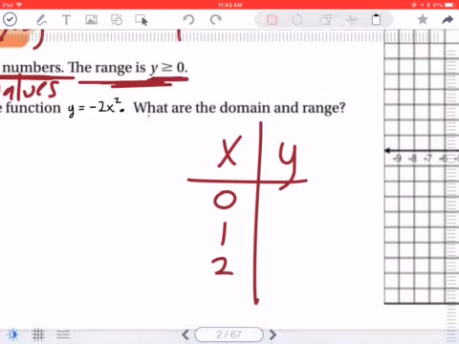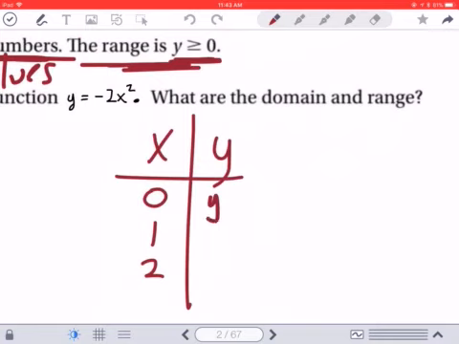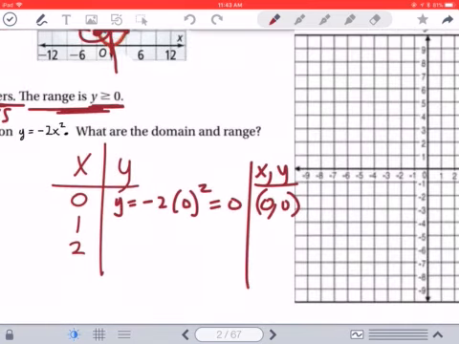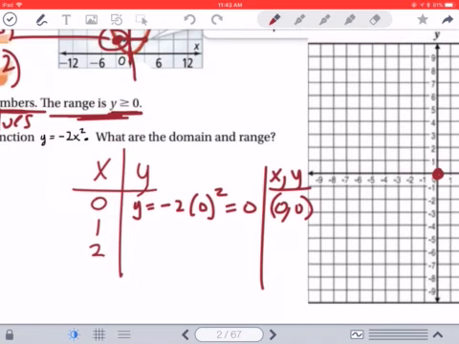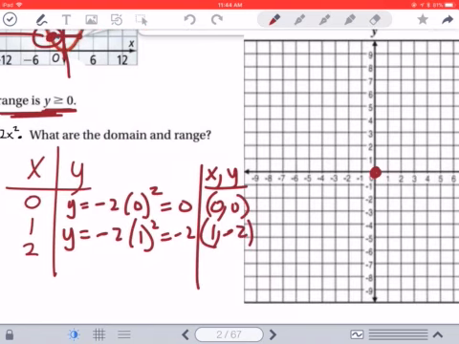Okay, I'm going to scoot this table over a little bit so I have some room to show some work. So when I plug in 0, I get negative 2 times 0 squared, and that is going to be 0. So now when I write this as a coordinate point, this is going to be 0, 0. So I'll graph that point over here, 0, 0. When I plug in 1, I get negative 2 times 1 squared. And 1 squared is 1, and negative 2 times 1 is negative 2. So I plug in 1, I get negative 2.